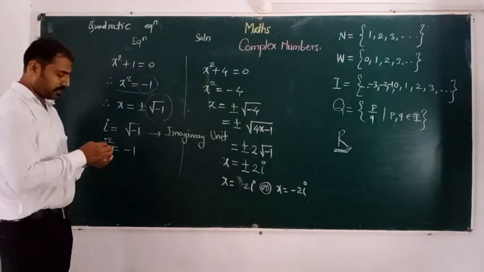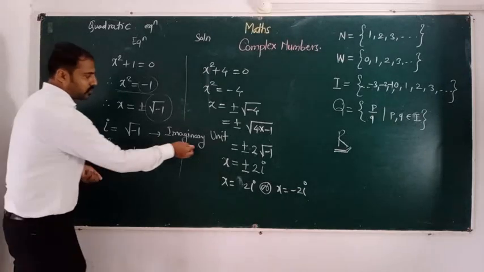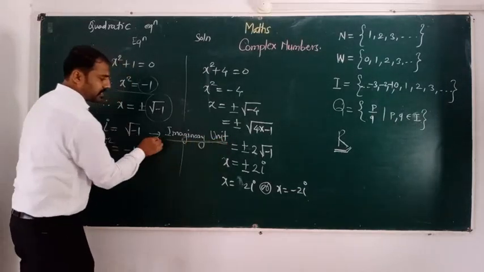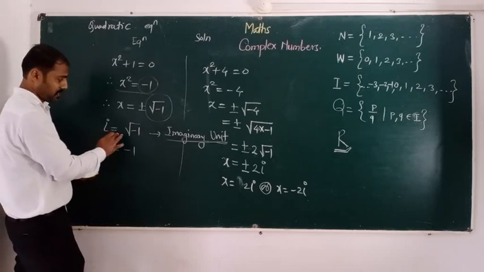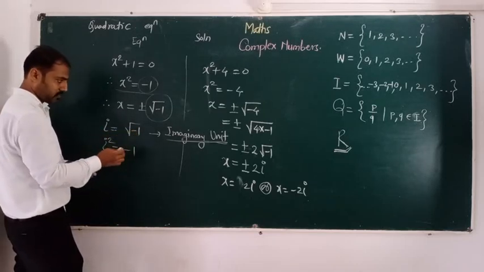So new definitions are here. First one is the definition of imaginary unit. Imaginary unit is nothing but i is equal to root of minus 1, with i square equal to minus 1.